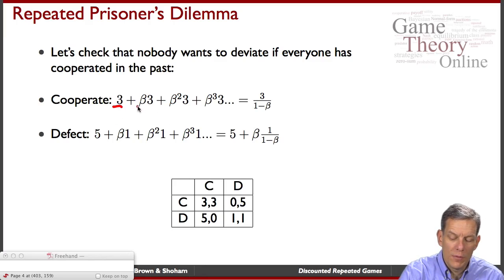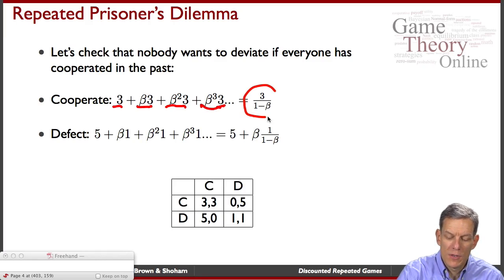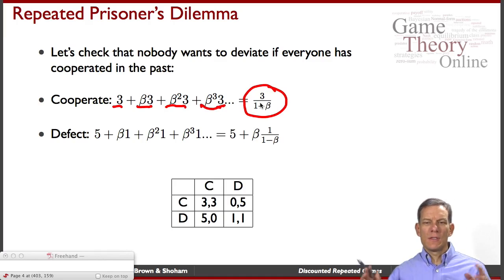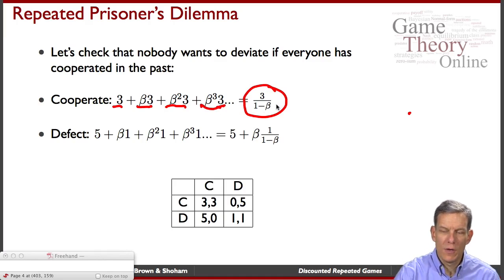So we get 3 plus beta times 3. So take a common discount factor for now. Beta squared times 3, beta cubed times 3 in the third period, and so forth. So in perpetuity, if you remember your sum of series, the value of that is just 3 over 1 minus beta. Okay, what happens if I defect and people were playing this grim trigger strategy?